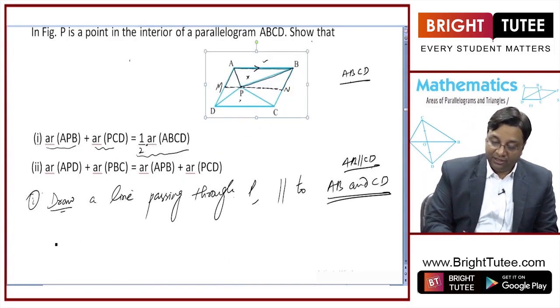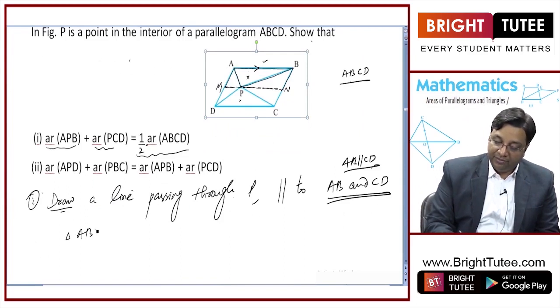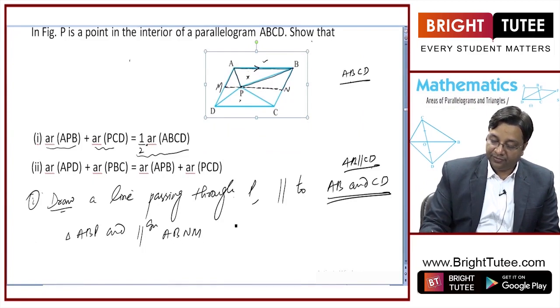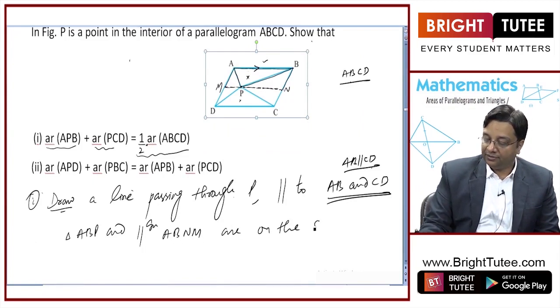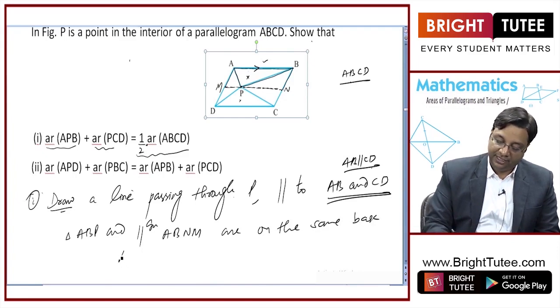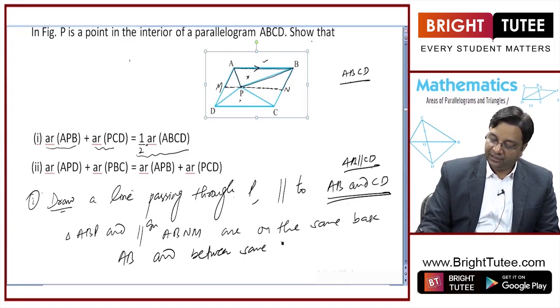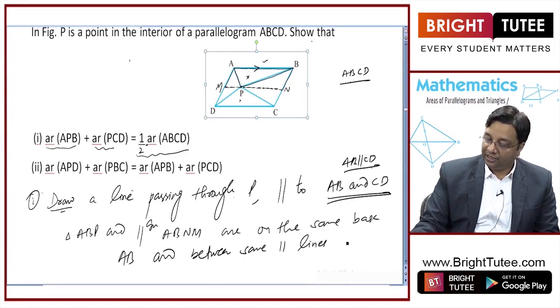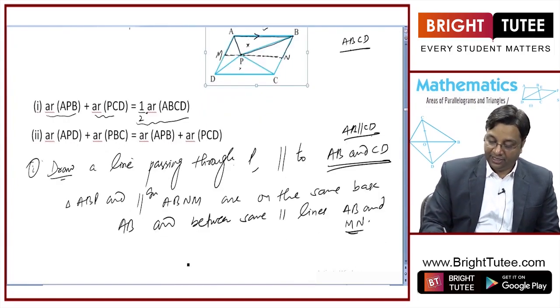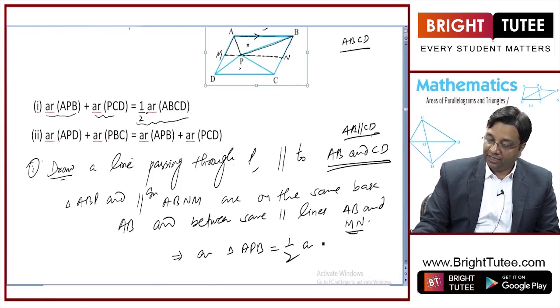So, what can I say about it? That triangle ABP and parallelogram ABNM are on the same base, that is AB, and between same parallel lines. What are the parallel lines in this case? AB and MN. Hence, area of triangle APB is equal to half the area of parallelogram ABNM.